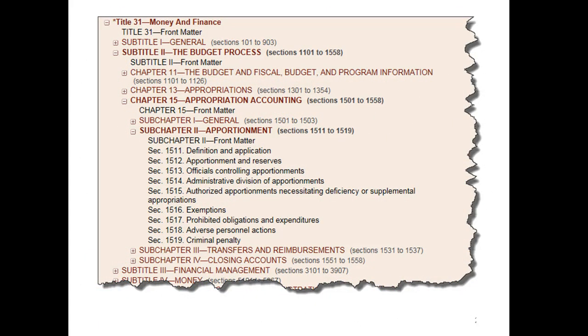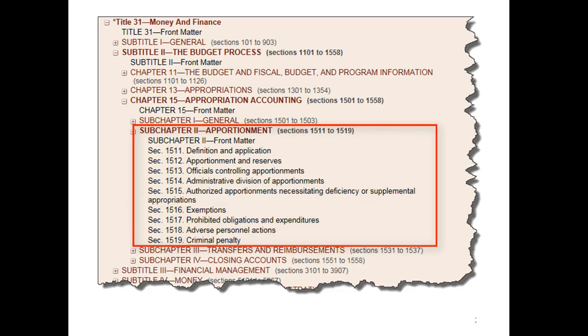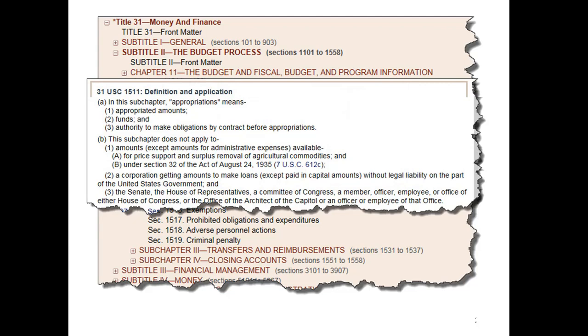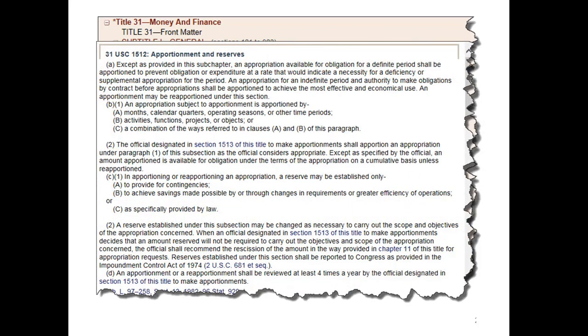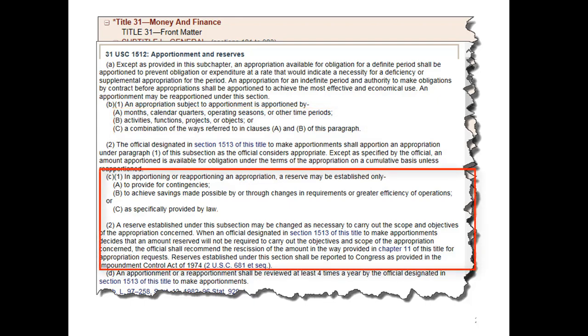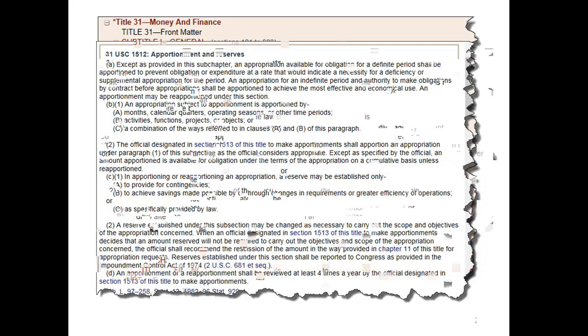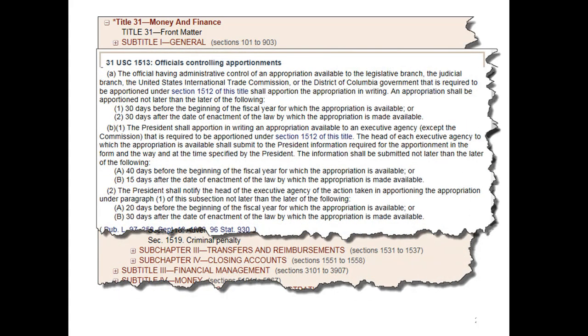In Chapter 15, we're focused on Subchapter 2, Apportionment, and Sections 1511 through 1519. Section 1511 provides a few definitions. Section 1512 covers the requirement to apportion funds, either by time or project or a combination. It also covers reserves, something that has kind of fallen out of favor. Section 1513 covers due dates for submission of apportionments and the timing for approval. Note also that this section identifies the President as the apportioning official. Of course, this authority is delegated to OMB.